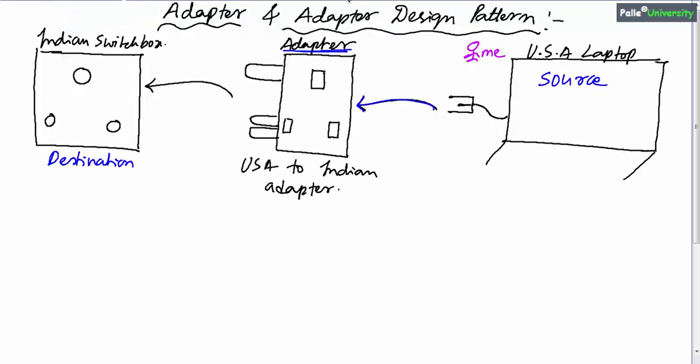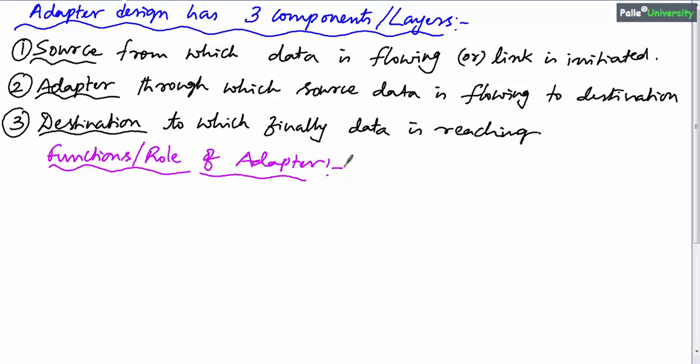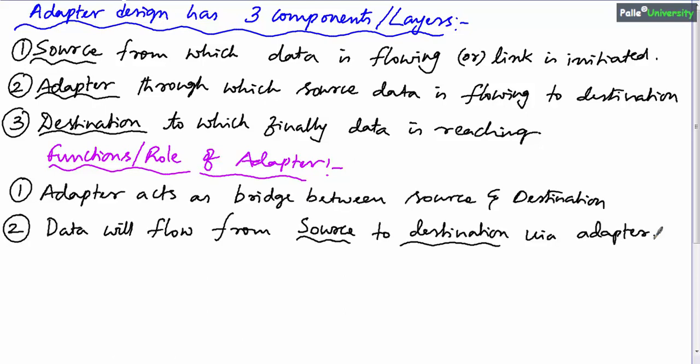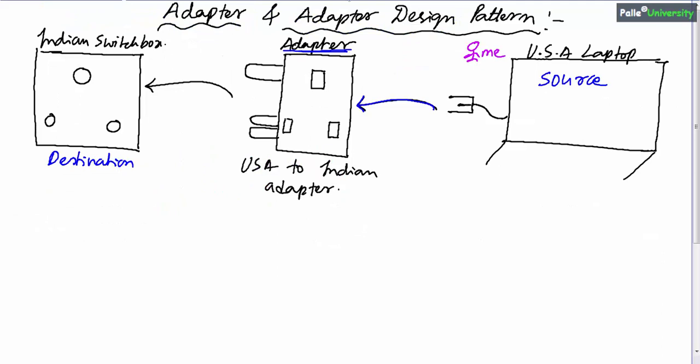Now here if you observe the adapter design pattern carefully, the main purpose of adapter, it has two important roles. Adapter is acting like a bridge between source and destination. That is the first functionality. Second role is data is flowing from source to destination via adapter. Let me write those two functionalities of adapter here. These are the two roles of adapter.